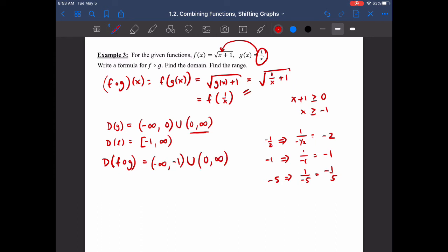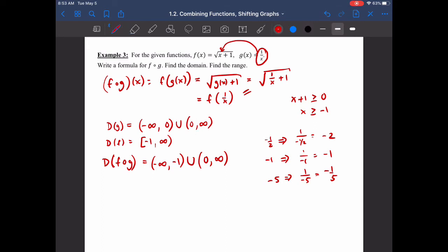Okay, so those are the parts that will work, and essentially just think your way through it. We found the domain of g, we found the domain of f, and we saw which of the results of g of x were also in the domain of f, and that gave us what we have right there.